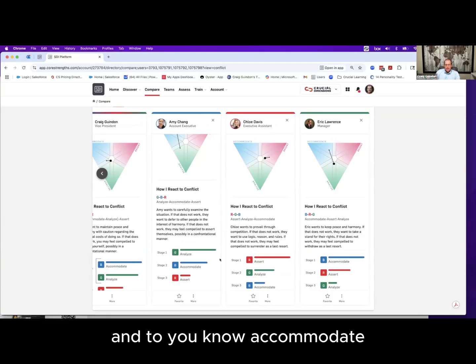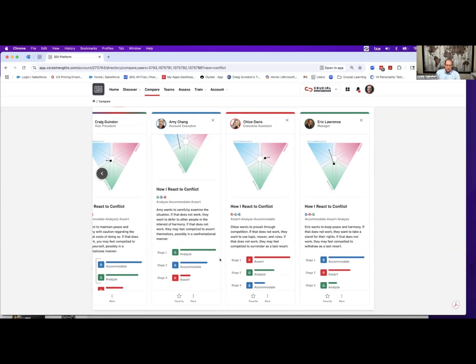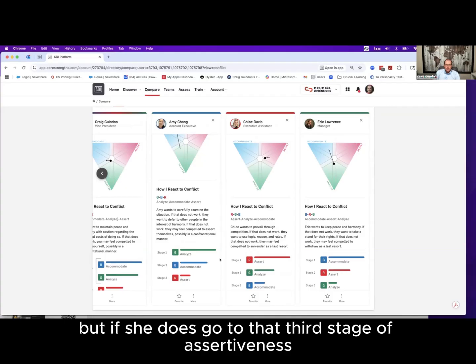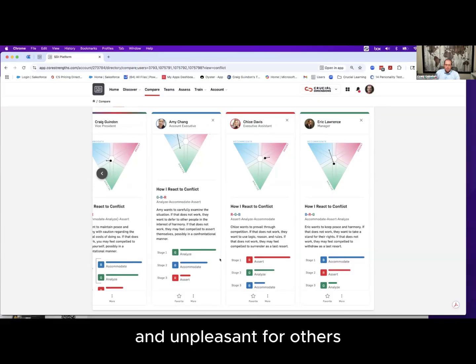Okay. And to accommodate, keep the relationship strong, she may try and solve those issues there. But if she does go to that third stage of assertiveness, it might be pretty unhealthy and unpleasant for her and unpleasant for others.